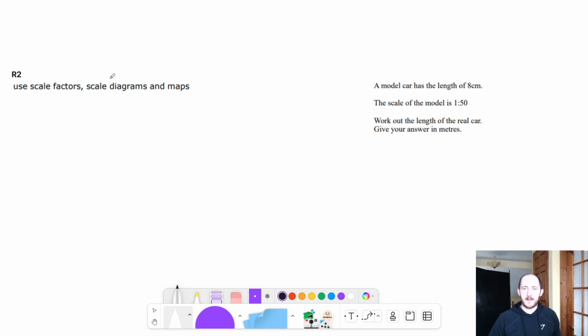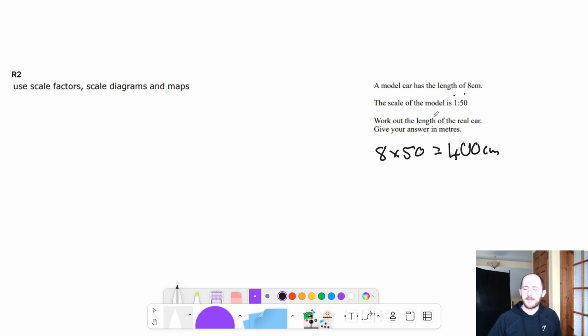You need to be able to use scale factors, scale diagrams, and maps. So for example, if you have a model car that's a length of 8 centimeters and the scale is 1 to 50, you need to work out the length of the real thing. What this means here is that 1 centimeter is equal to 50 centimeters in real life. So all we're going to do is do 8 times 50, okay, which is going to be 400 centimeters.